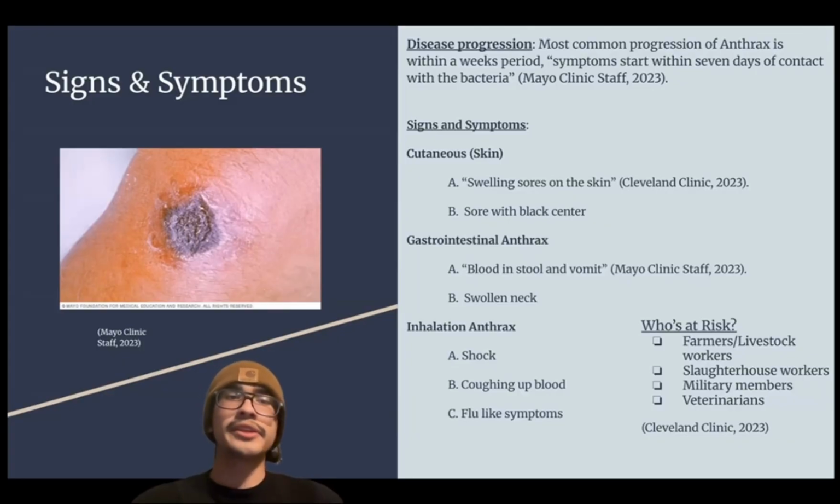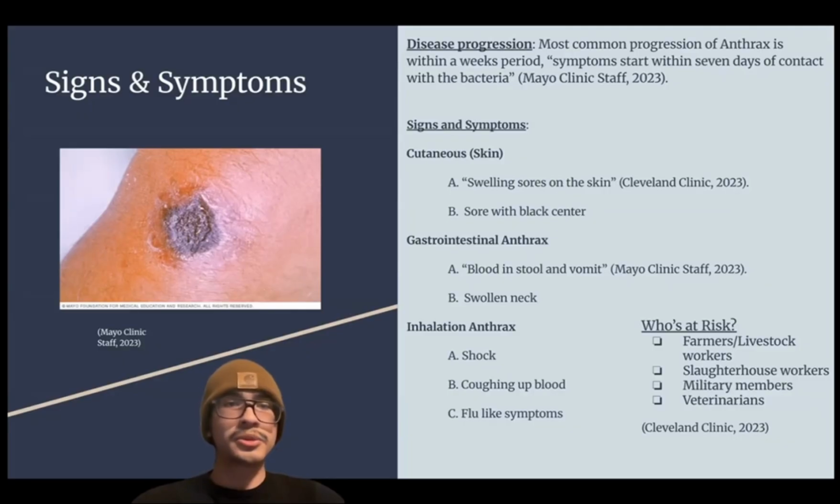Now let's talk about how the disease progresses. The Mayo Clinic explains that symptoms of anthrax usually begin within 7 days of exposure to the bacteria. That means the disease tends to develop quickly, often within the week, making early recognition very critical. There are three main forms of anthrax, each with distinct symptoms. First, we have cutaneous anthrax, which affects the skin. This is the most common form.